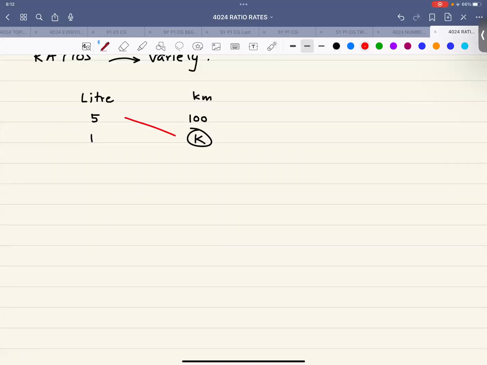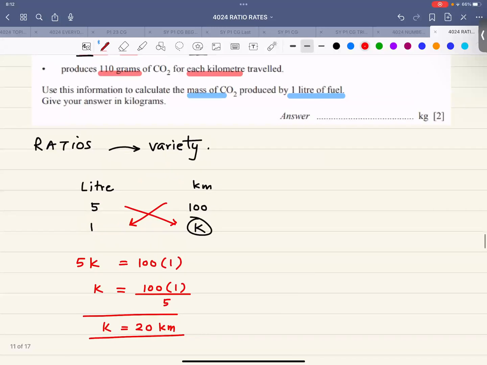So the first ratio proportion is like this: 5K is 100 into 1. So K comes out to be 100 into 1 divided by 5. That comes out to be 20 kilometers. That is the answer for the first part.